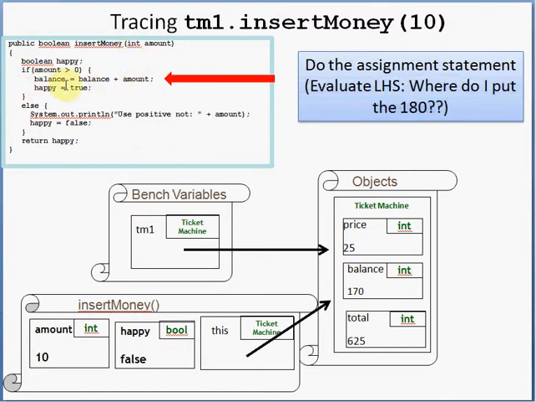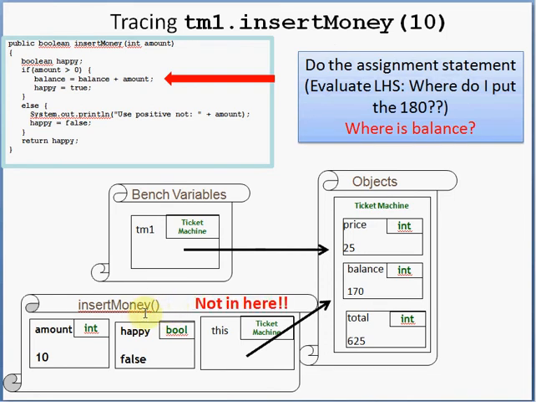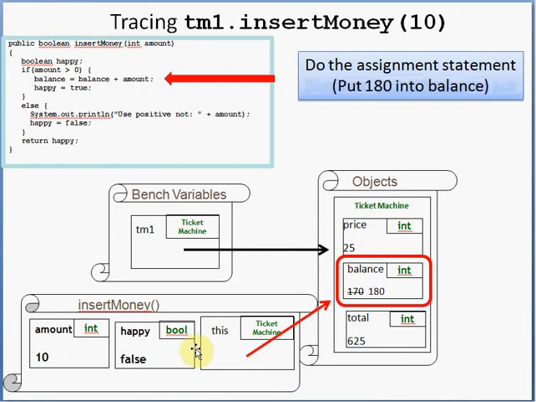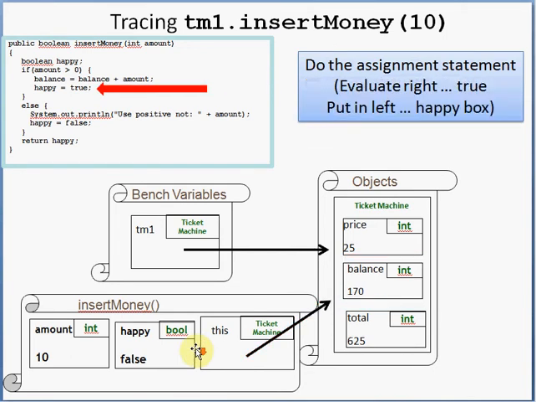Now we've got to figure out the left-hand side. Where's balance? Where do I put that 180? Same thing. Start by looking in the local variables here. insertMoney, not in here, so we follow the arrow up to this. There's a balance, so we're good. We put the 180 in there. All right. Next line, it says happy gets true. Goodbye false, hello true.